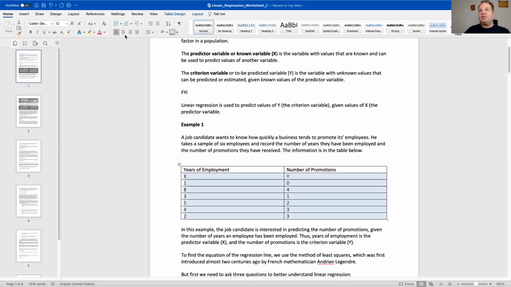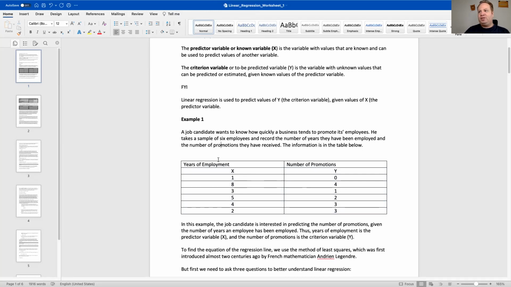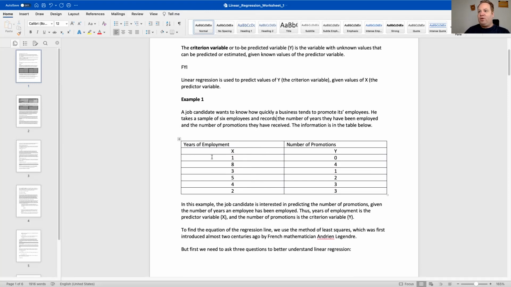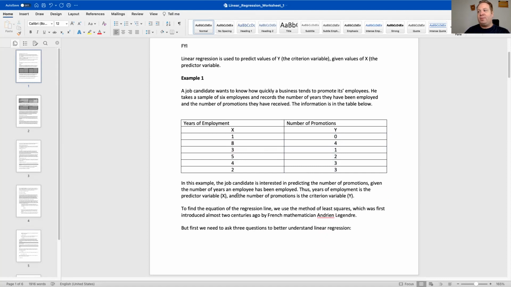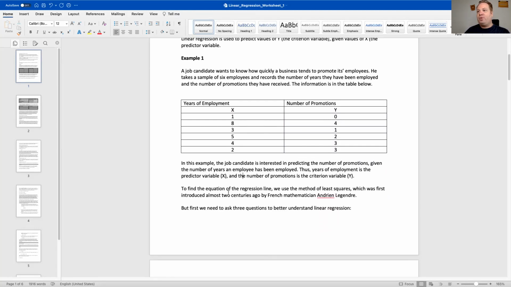If we look at this right here, a job candidate wants to know how quickly a business tends to promote its employees. He takes a sample of 6 employees and records the number of years they've been employed and the number of promotions that they have received. This is the information below: years of employment versus number of promotions statistically. In this example, the job candidate is interested in predicting the number of promotions given the number of years an employee has been employed. Thus, years of employment is the predictor variable X, and the number of promotions is the criterion variable Y.